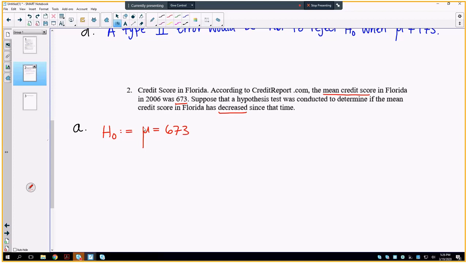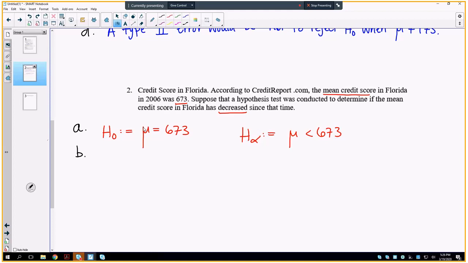In this case, our alternative hypothesis, we're given this hint that we should test if it has decreased. So the alternative hypothesis would be, no, it's less than 673. So null hypothesis, the mean is 673. Alternative hypothesis, the mean is less than 673. All right.